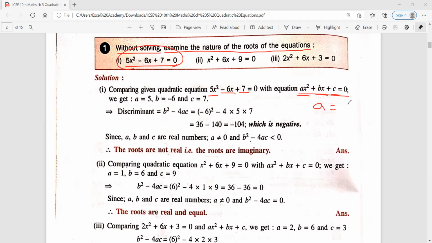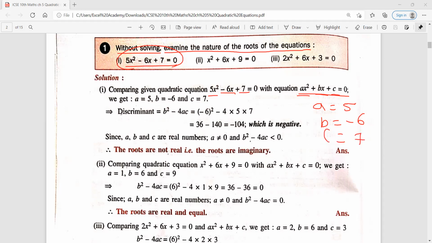So a becomes 5. The problem is काय होतं, इथे प्लस बी आहे आणि इथे मायनस 6 आहे, इथे चुकतं. हा, so b is -6. If it is not taken properly, the sign is not considered properly, everything goes wrong. सगळं संपलंच म्हणजे तिथे गेलंच सगळं. And c will be +7.